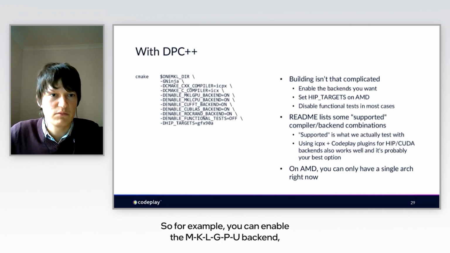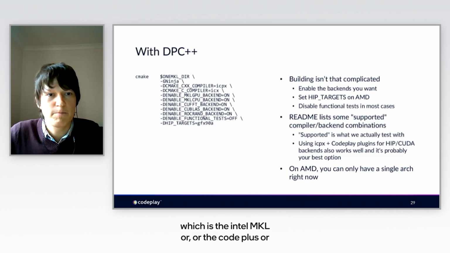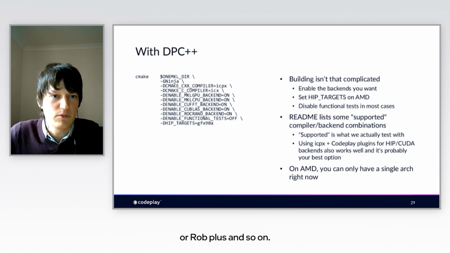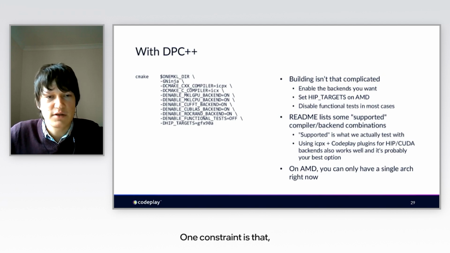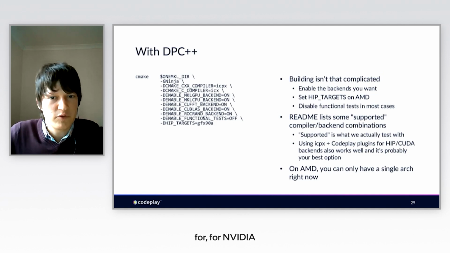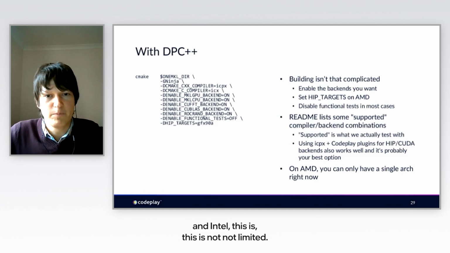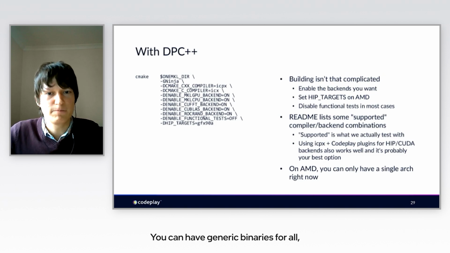So for example, you can enable the MKL GPU backend, which is the Intel MKL, or the cuBLAS or rocBLAS and so on. One constraint, and I think it's actually the constraint of DPC++ at the moment, is you can only target a single AMD architecture right now. For Nvidia and Intel, this is not limited. You can have generic binaries for all Intel and AMD GPUs.